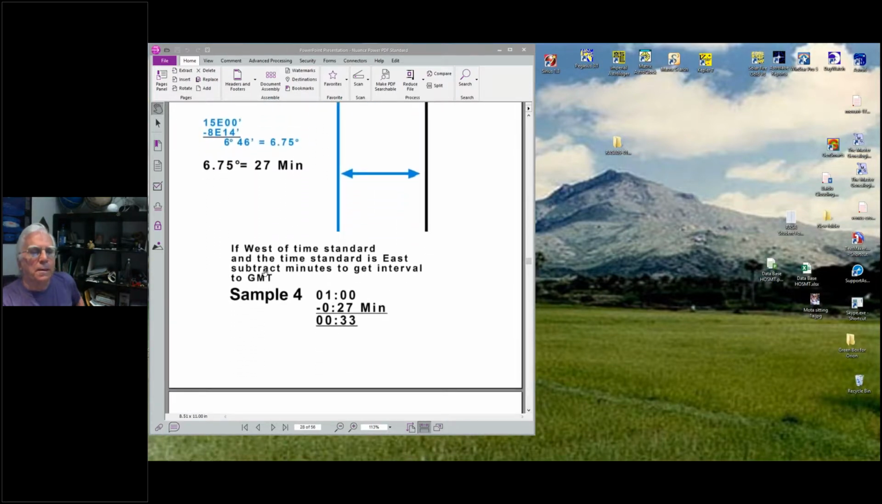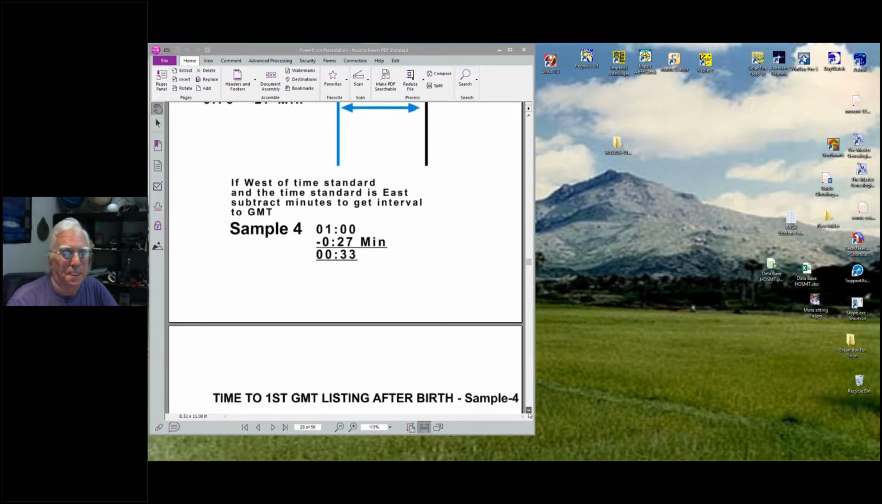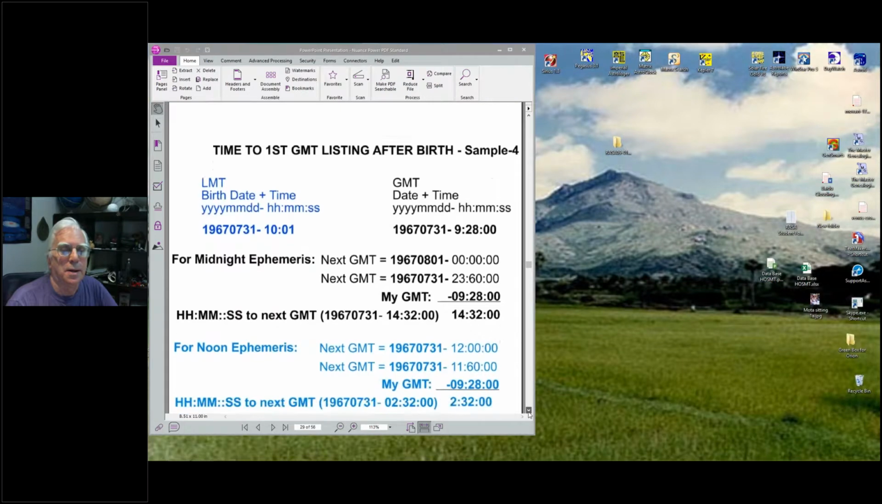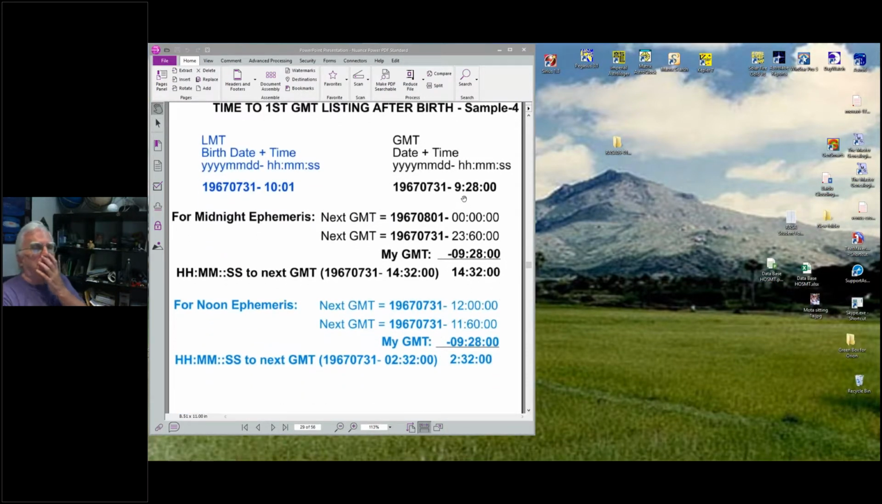So to get the interval, Greenwich mean time is going to be 33 minutes the other way. It's what's left of that. So the local mean time is 10:01. The GMT is 9:28. It's just 33 minutes difference. It's not even an hour. The time standard would be an hour difference, but here it's less than that.